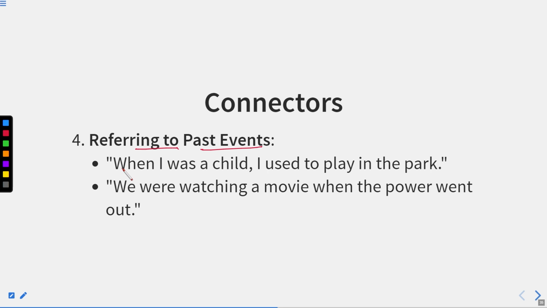Referring to past events. When I was a child, I used to play in the park. So this is actually showing the past time, the habit of a person when he used to be a child. We were watching a movie when the power went out. So this also shows the past time.